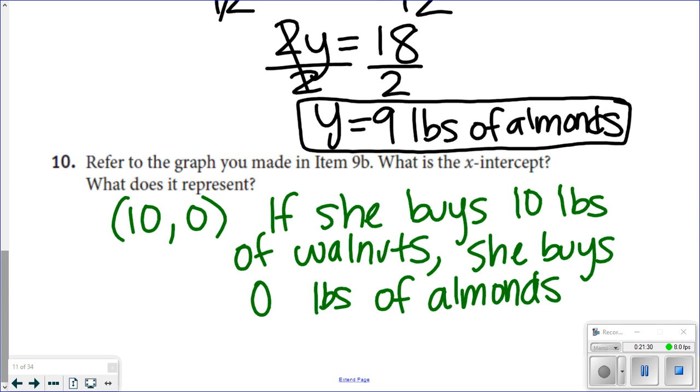And we could say the other way around for our y-intercept. We could say she buys 15 pounds of almonds, because 15 times 2 is 30, so she spends all of her money on almonds. She can't buy any walnuts.